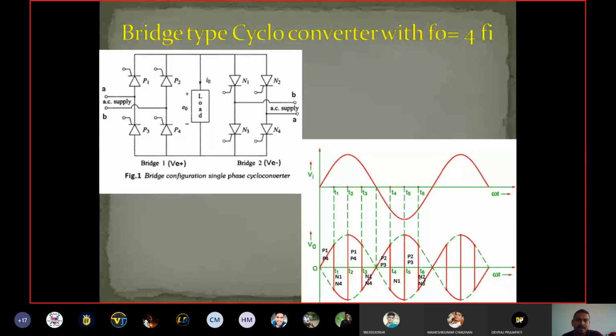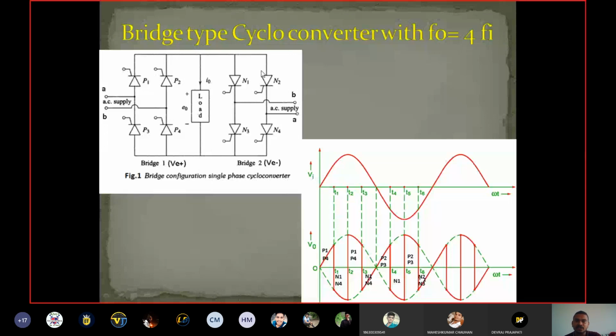Now the second half cycle, that is the negative half cycle. This is the starting of the negative half cycle. During the negative half cycle, B becomes positive and A becomes negative. B becomes positive, that means P2 will become forward biased, and A is negative, that means P3 will become forward biased in the positive converter. In the negative converter, B is positive, that means N3 will become forward biased, and A is negative, that means N2 will become forward biased.